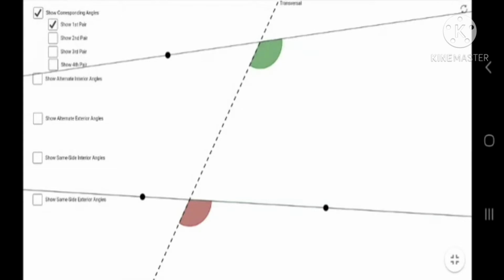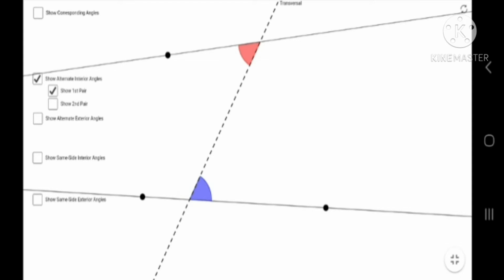Whenever a transversal intersects two given lines, as you can see the dashed line is the transversal, corresponding angles are formed. There are four pairs of corresponding angles. This is the first pair, second pair, third pair and the fourth pair. So there are four pairs of corresponding angles, as they have matching corners.